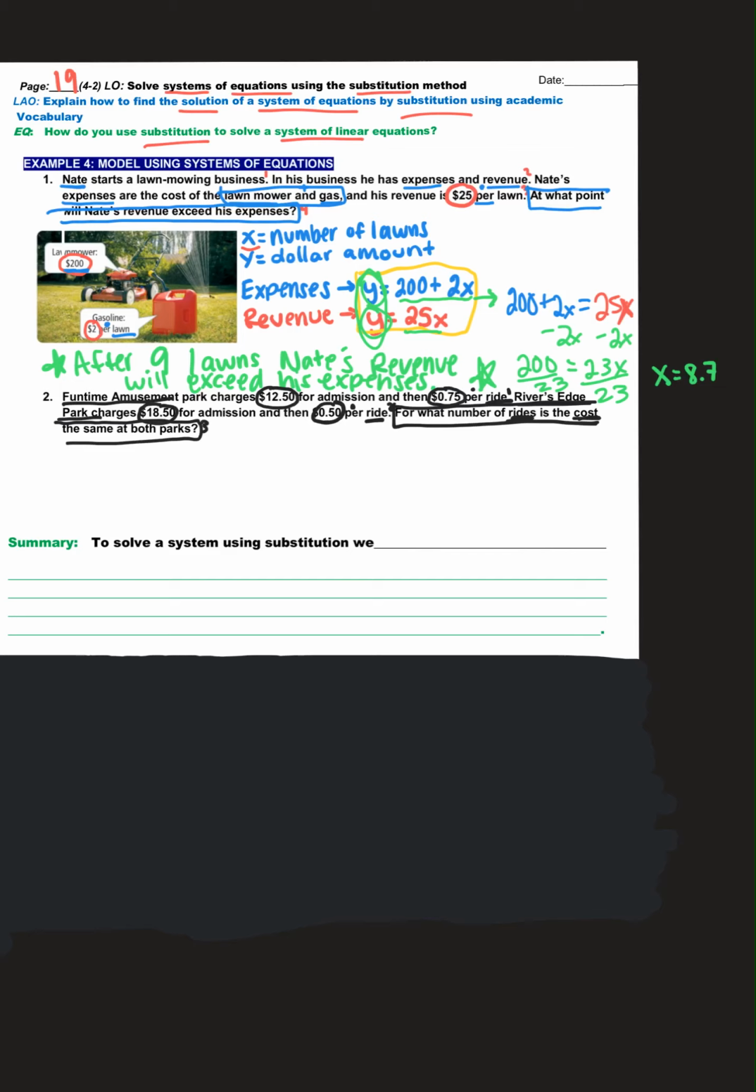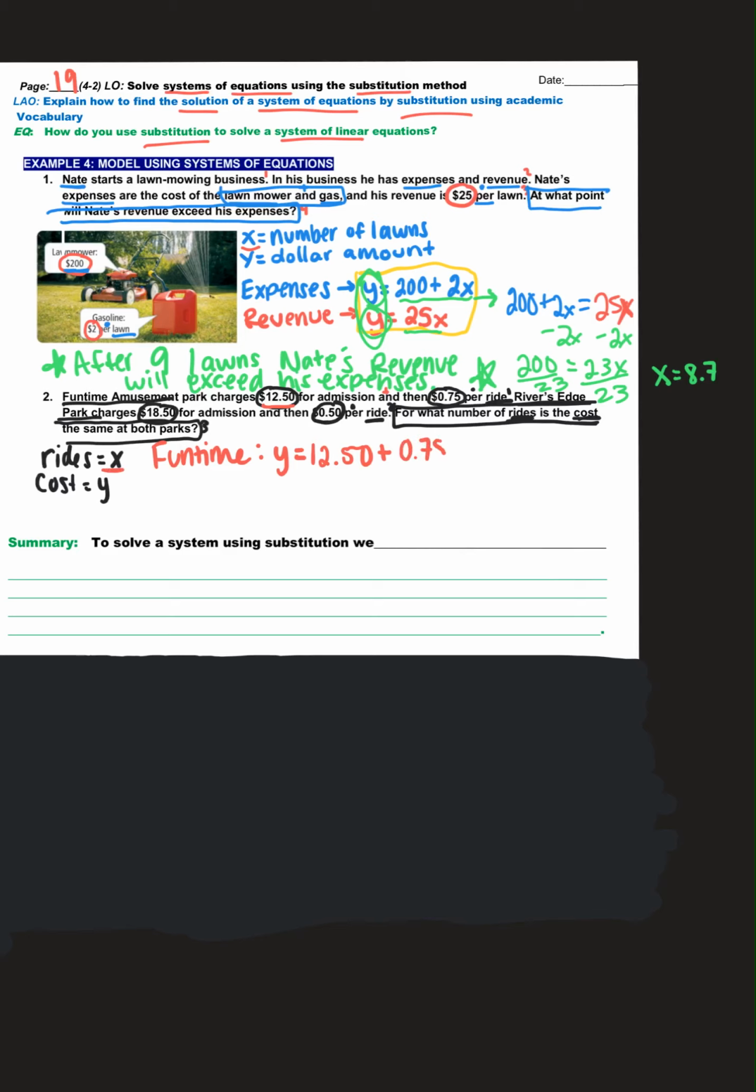Okay. So let's figure out the equations we're going to be using. We're talking about rides and cost, so let's make rides equal x and cost equal y. Now let's create our equations for both parks. I'll do Fun Time in red. So the cost of Fun Time is equal to, how much are you just paying to get in? I see this $12.50, so $12.50. In addition, because we see and, that's plus, 75 cents per ride. So what stands for ride? Oh, x does.